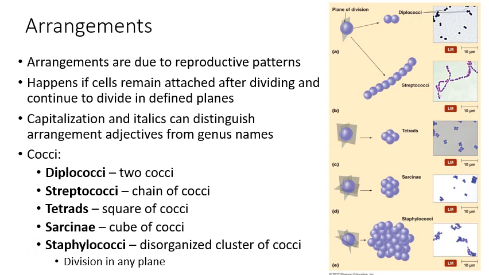So there's also a genus of bacteria called Streptococcus and another one called Staphylococcus. So that can get confusing. Are we talking about the arrangement or about the genus? You just have to look at the way that the word is written. If it's capitalized and italicized, that's a genus name. If it's not capitalized and it's not italicized, then that's an arrangement.